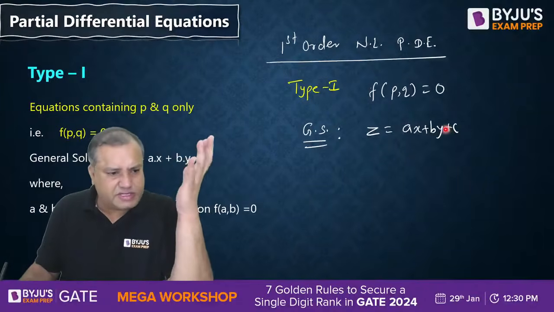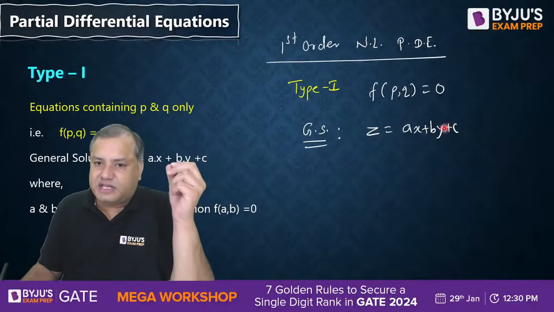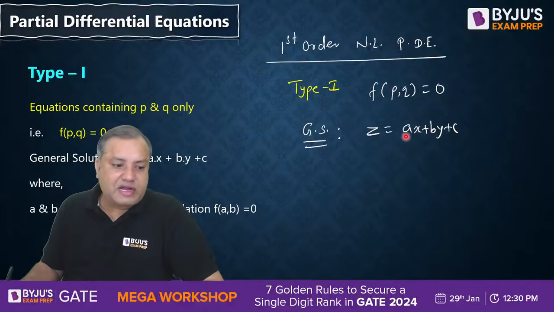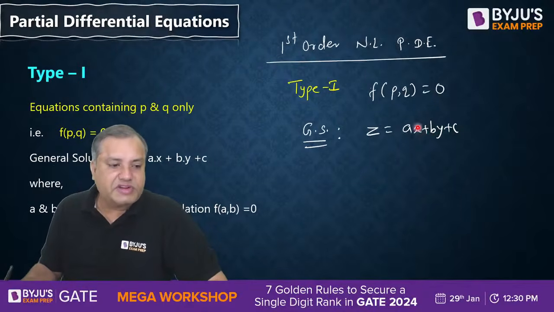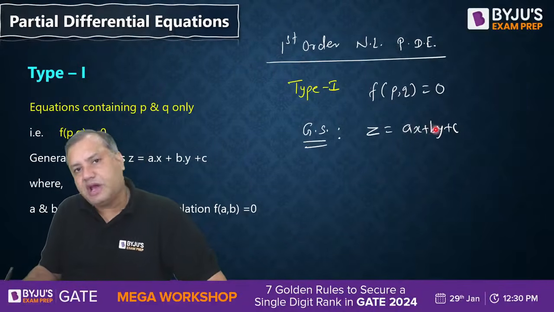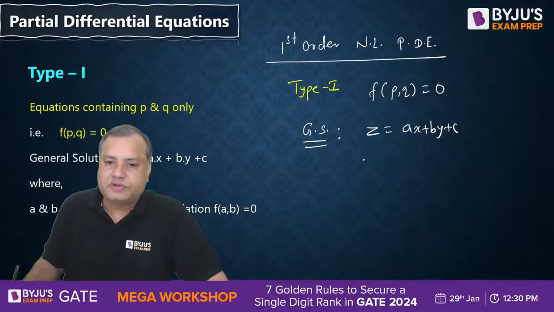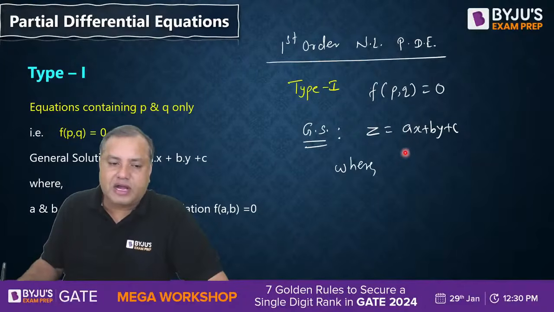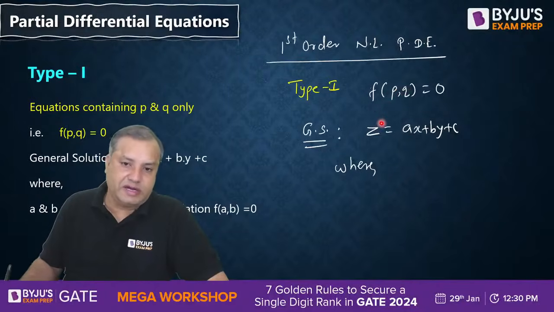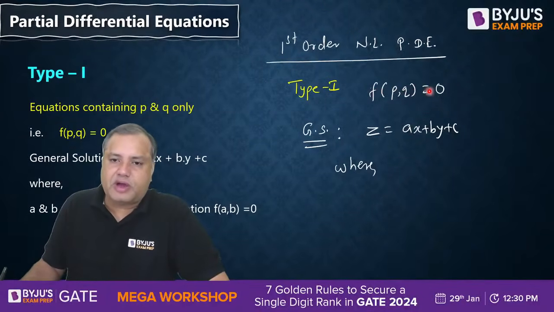It is fixed. Now the interesting part is a and b are related with each other. What is the interesting part here? a and b are related with each other. So students, this a and b are connected by the same relation by which p and q are connected. So f of p comma q equal to 0.